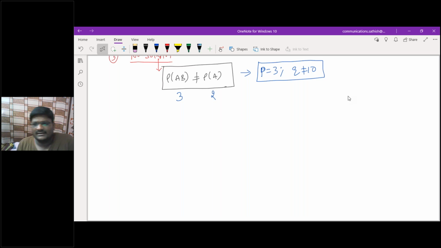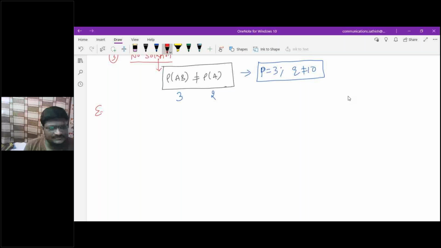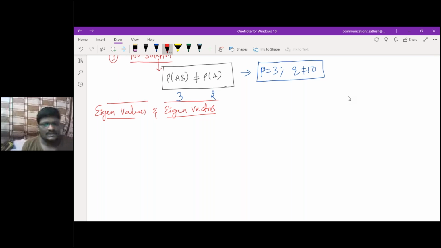Not an issue. Let me take the eigenvalues and eigenvectors. Eigenvalues and eigenvectors, this is the topic. This is a small definition. Let me give you the definition and I will explain it. Try to note down, parallelly you also write down.